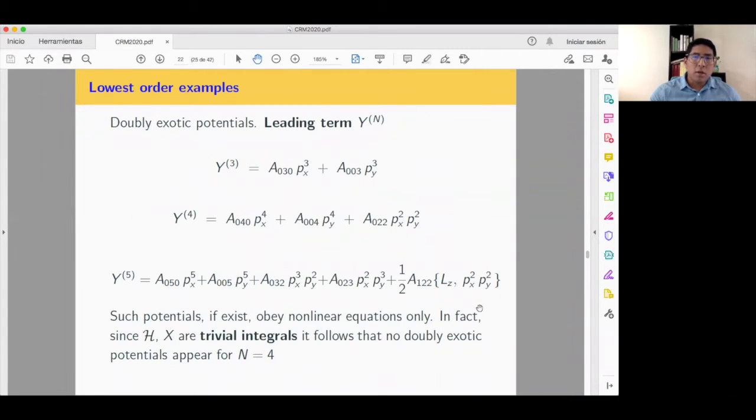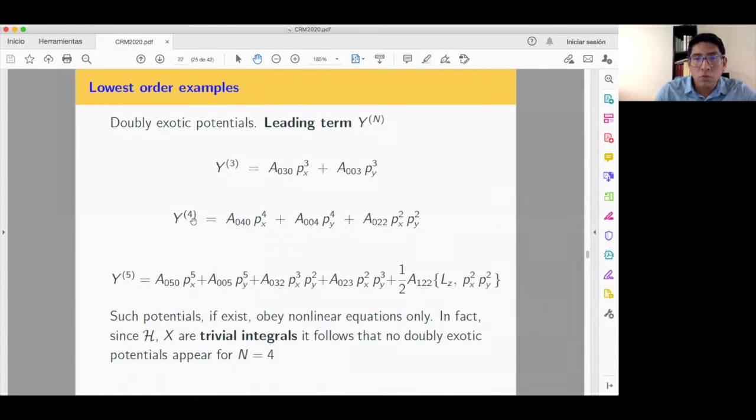Here I present some of the lowest examples. Again, let me focus on the leading term. For an integral of order 3, we only have px cubed plus py cubed. For n equals 5, L starts to appear in the leading term. For 3 and 4 it's absent, but for n equals 5, it already starts to appear. The potentials corresponding to these integrals, if they exist, obey nonlinear equations only. This is the main property.